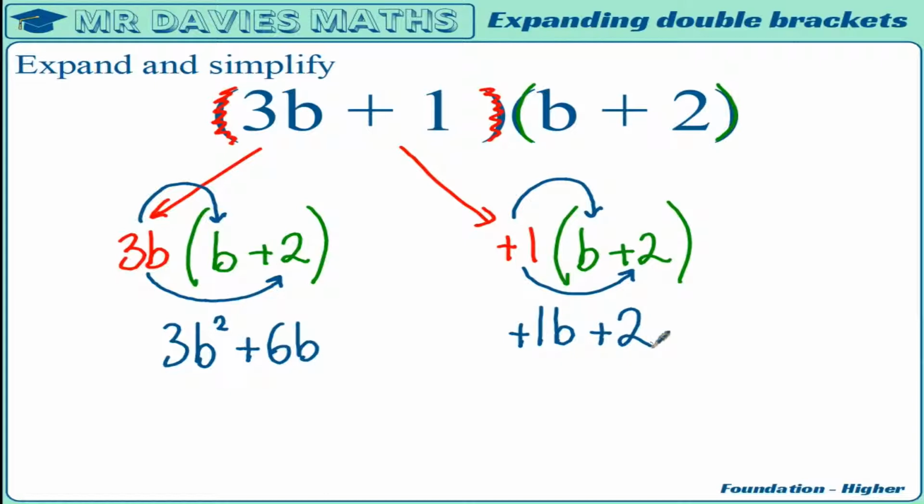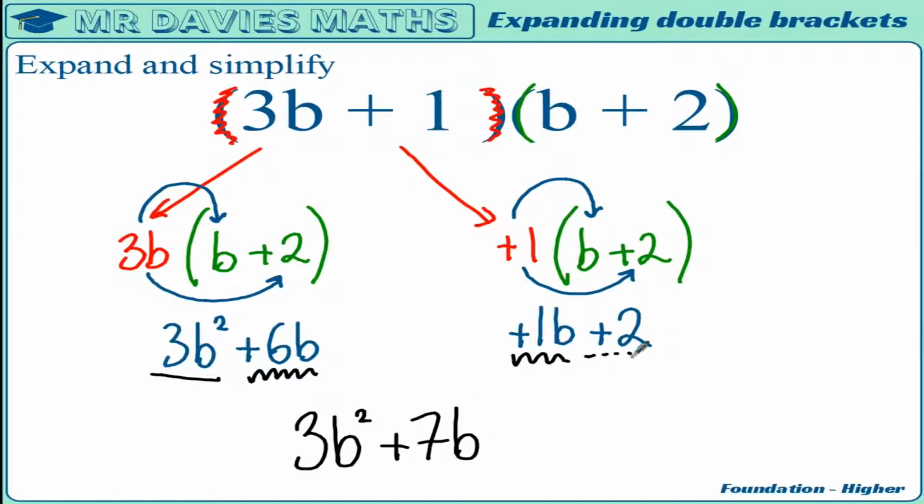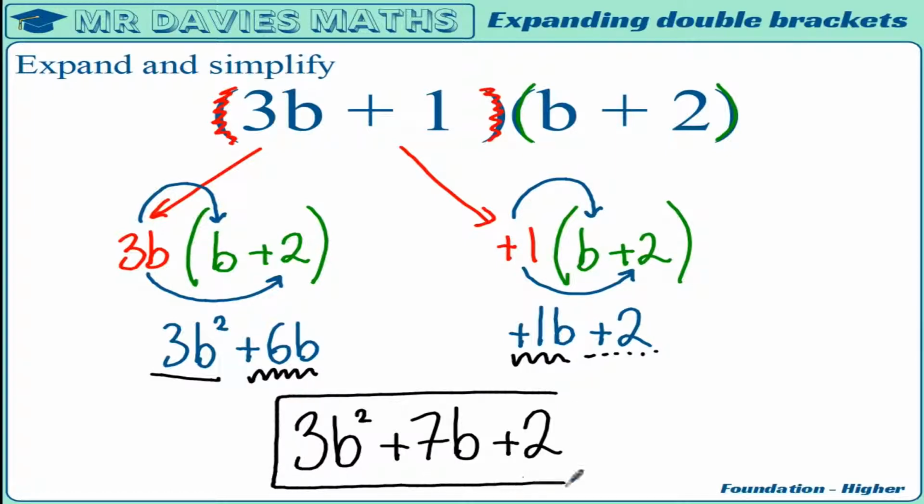2. Right, what can we tidy up this time? Well, we've got 3b squareds. We've got 6b's and an extra b over here, so positive 7b's, and we've got that number at the end again, plus 2. And there is our final answer.